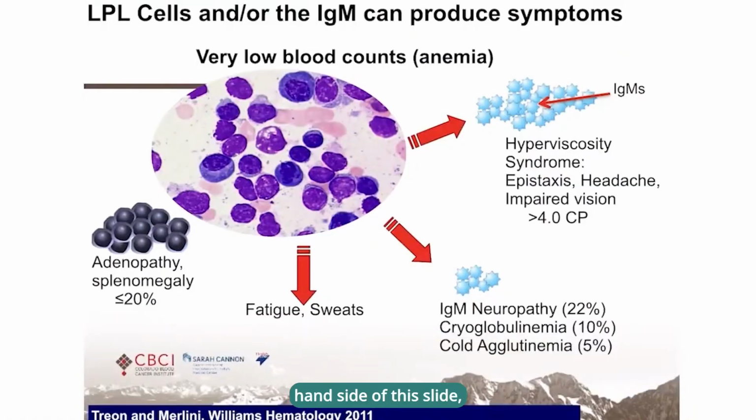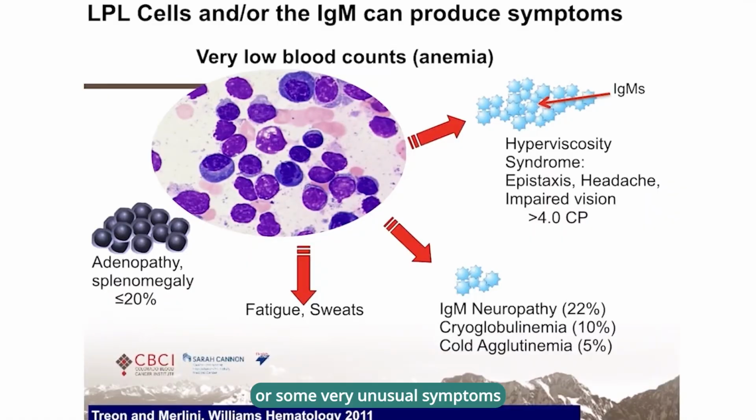Over on the right-hand side of this slide, you can see that the IgM can perpetrate problems, such as hyperviscosity, and we'll talk about that later, where the blood gets really thick and patients can have problems such as nosebleeds, headaches, or visual disturbances. In addition, the IgM protein sometimes can cause peripheral neuropathy, or some very unusual symptoms called cold agglutinin disease or cryoglobulinemia, which we'll touch on later as well.